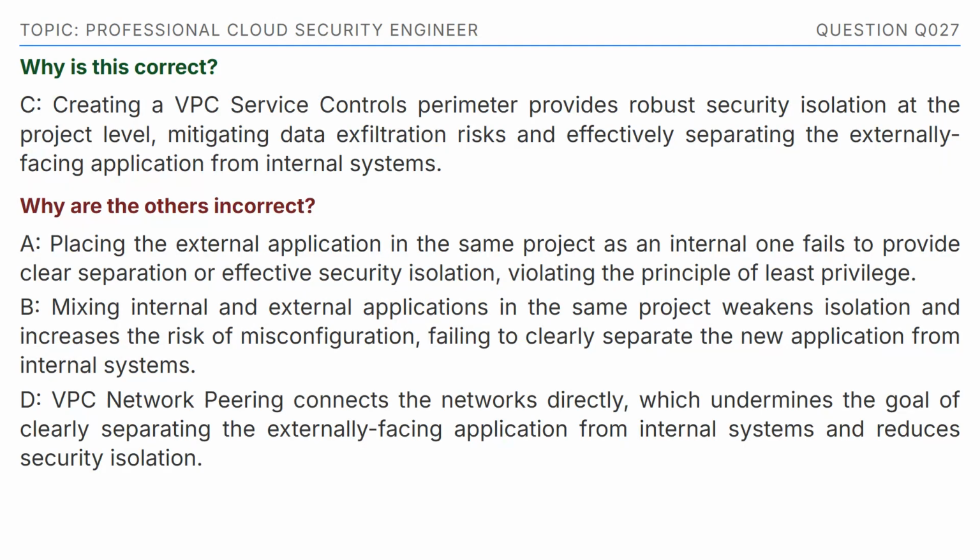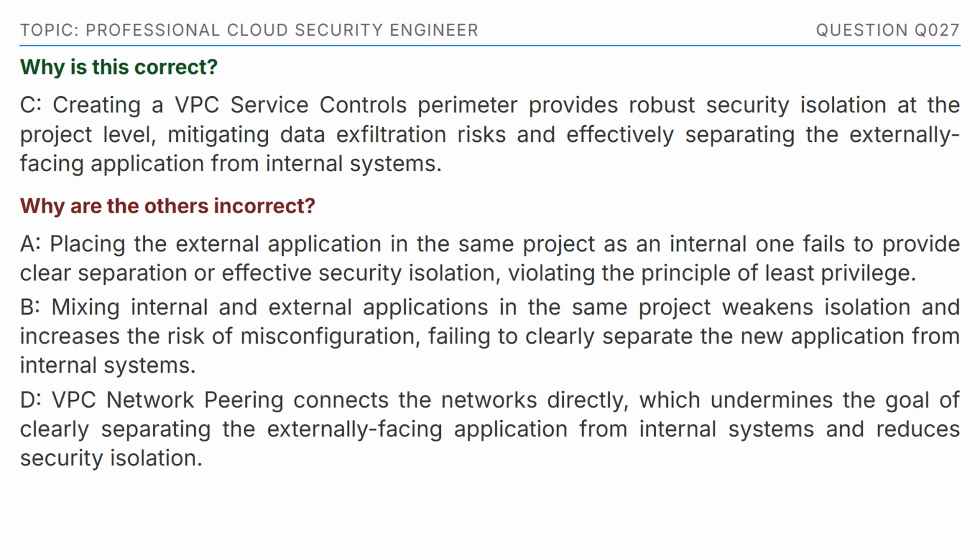Why is this correct? C. Creating a VPC Service Controls perimeter provides robust security isolation at the project level, mitigating data exfiltration risks and effectively separating the externally facing application from internal systems. Why are the others incorrect? A. Placing the external application in the same project as an internal one fails to provide clear separation or effective security isolation, violating the principle of least privilege.